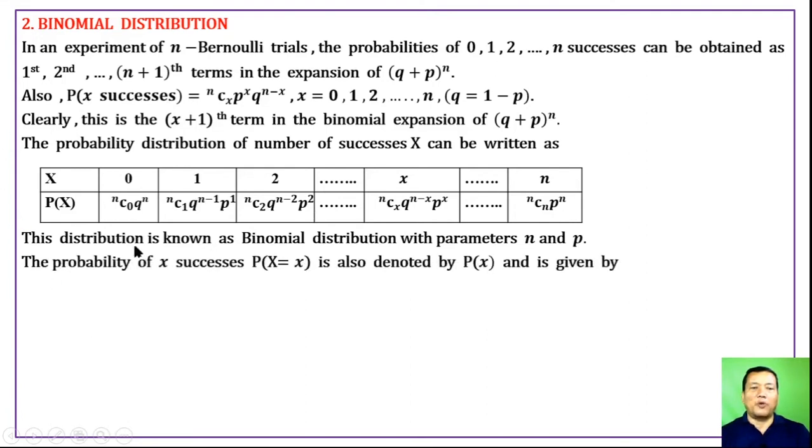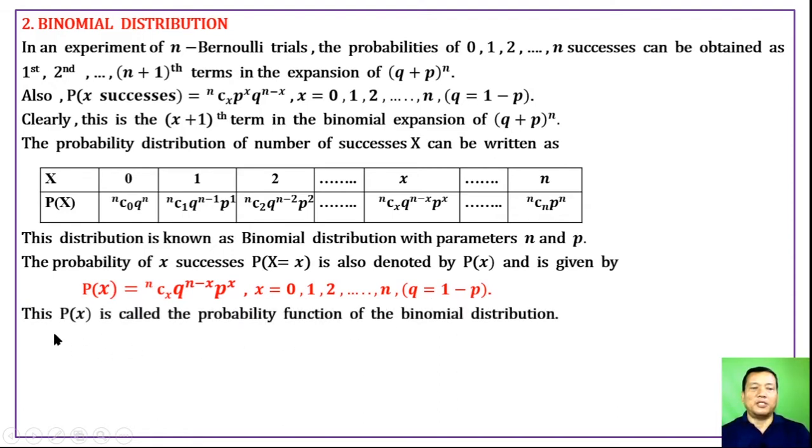The probability of x successes is denoted by capital P of x, or is also denoted by capital P of small x, and is given by P(x) equal to nCx into q to the power n minus x into p to the power x. x can take 0, 1, 2 up to n, where q is given by 1 minus p. Remember this formula. This P(x) is called the probability function of the binomial distribution.